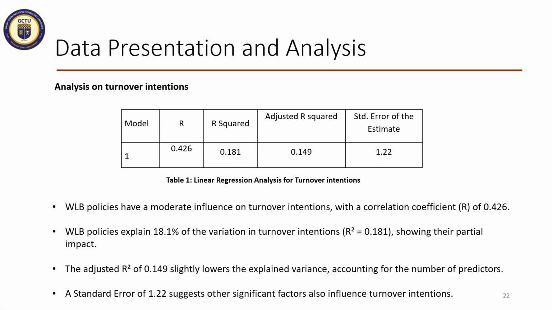I had a call. So this one, we are also saying that work-life balance policy explains 18.1% of the variation in turnover intentions, showing that there's a partial impact. It's not as strong as we saw in the case of organizational commitment. So the adjusted R value is 0.14, which is very low, and the standard error is 1.22, suggests that other significant factors also have influence.